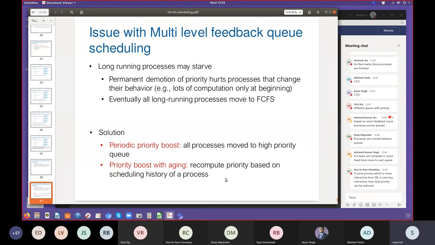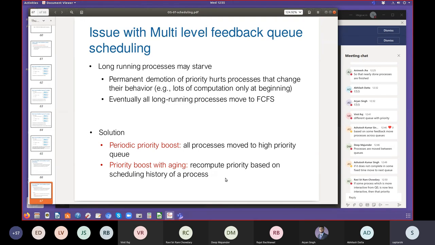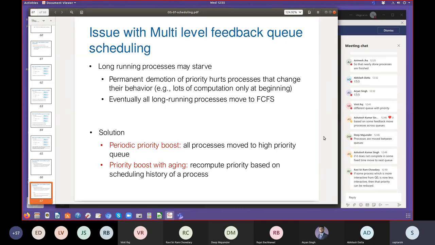Also, there can be another idea: priority boost with aging. This is something we discussed earlier. Recompute the priorities based on the scheduling history of a process. If processes have already waited for a long amount of time, increase the priority by a bit, or bring it to the higher priority queue if a process has waited for a long time in the lower priority queues. So these are the different things that people have tried. There is no one solution which is always the best. And nowadays a combination of such scheduling is used. But typically we are discussing the different options.